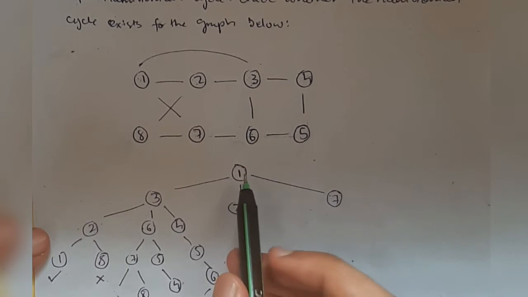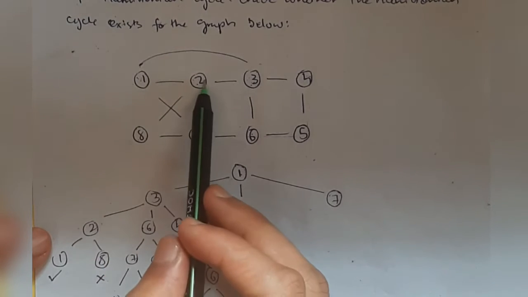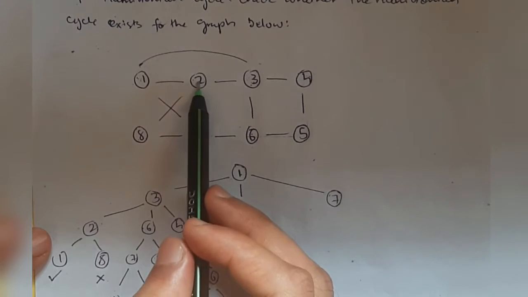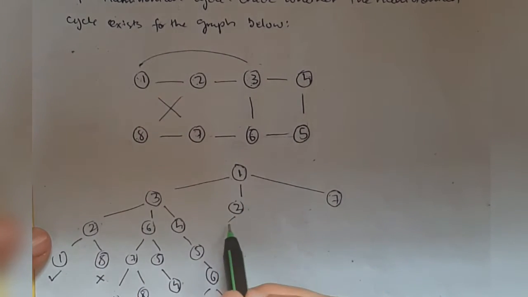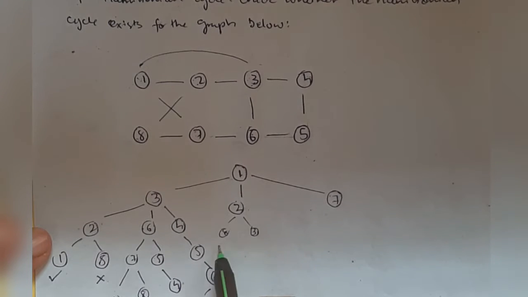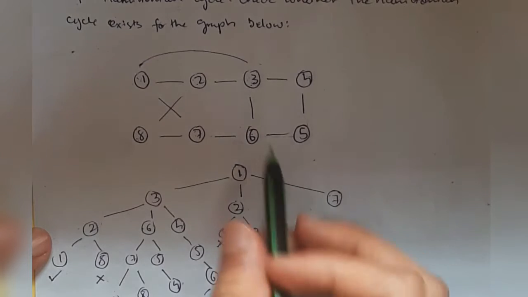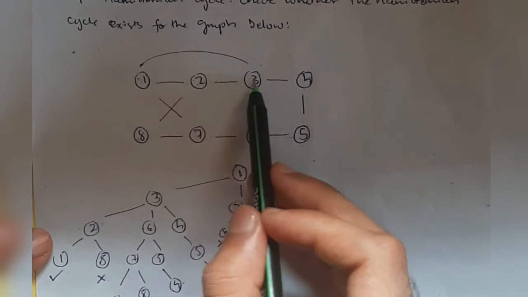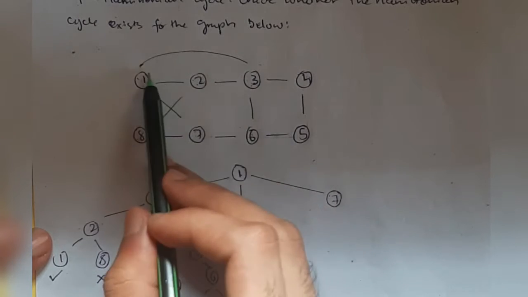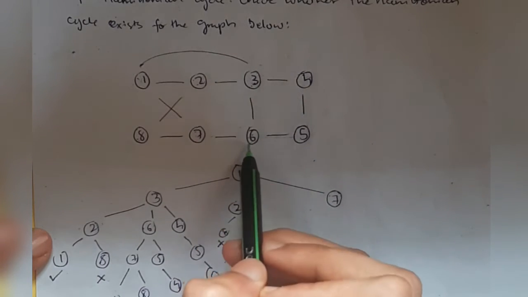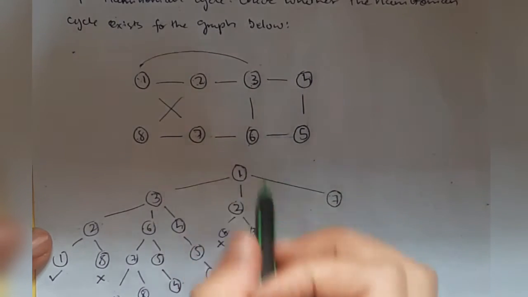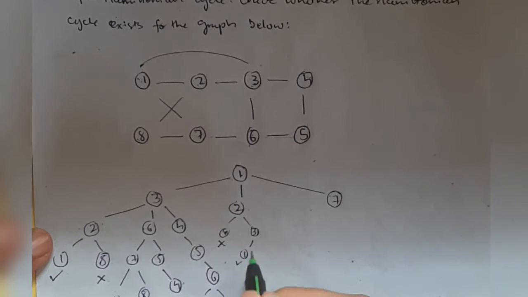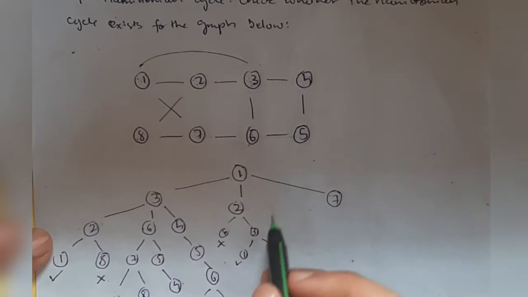Now the next possibility is from 1 to 2. From 1 to 2, I have two options: either to 8 or to 3. 8 will give the dead end, so I'll mark a cross here. Then from 2 to 3, I can directly go to 1, or I can go to 4, or I can go to 6. If I go to 1 directly, that's a valid solution.